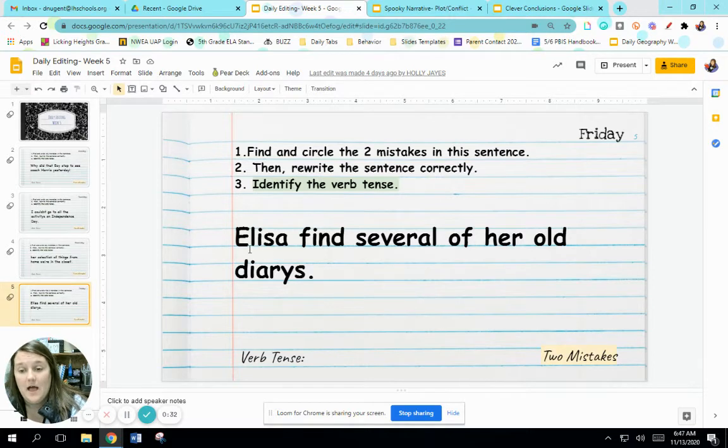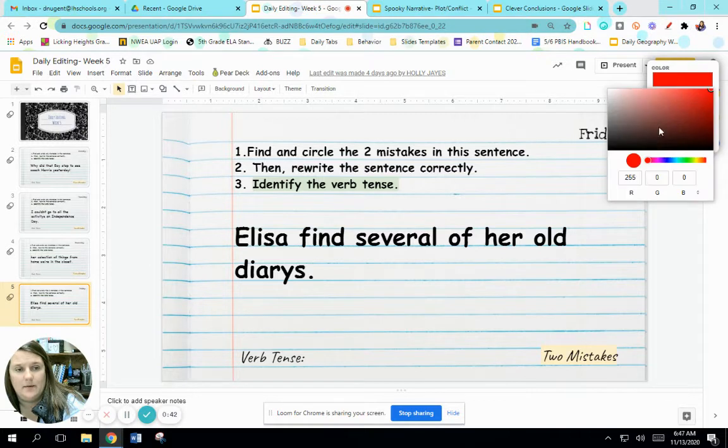All right, today we have: Eliza find several of her old diaries. I see two mistakes. Take a quick look at that while I get set up.